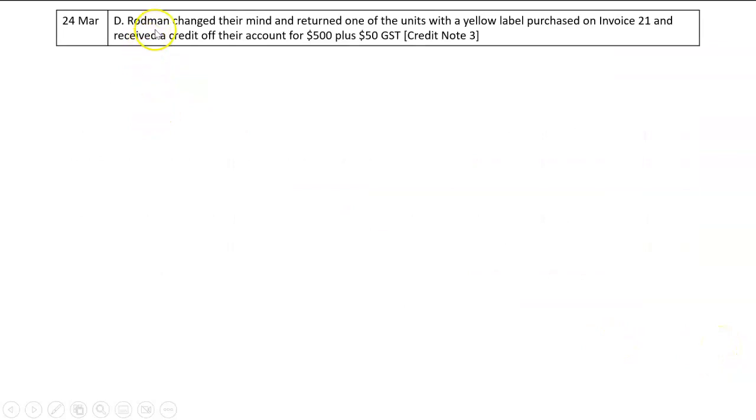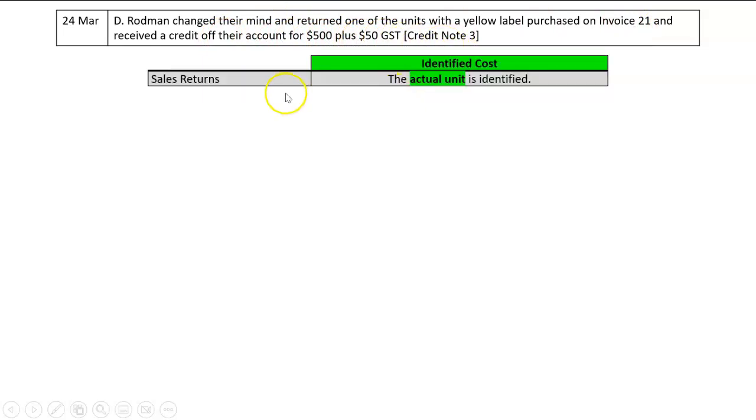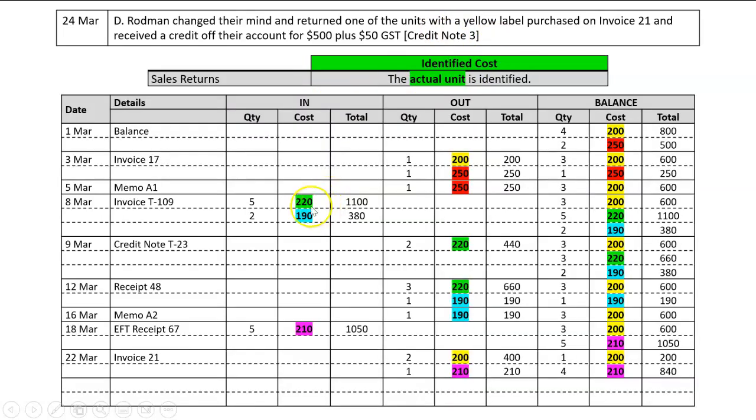24th of March, D. Rodman, who was the customer from the day before, changed their mind and returned 1 of the units with a yellow label purchased on invoice 21. And they got a full credit off their account for $500 plus GST, credit note number 3. And with the sales return again, we just identify the actual unit, so it's 1 with the yellow label. We've got this number here, 500 plus GST. Well, that's actually irrelevant to this. That's just there to confuse us. We don't need that because an inventory card only ever has the cost price. It never has the sale price.